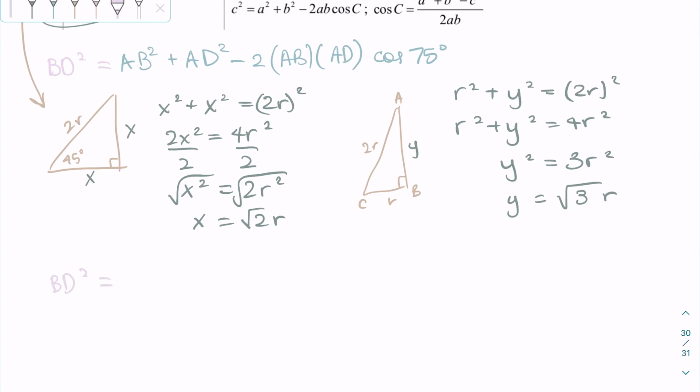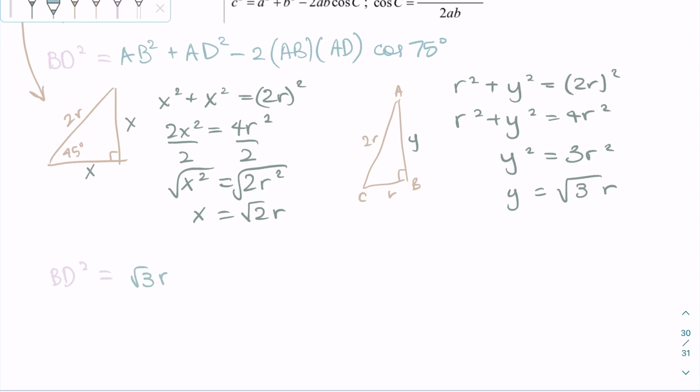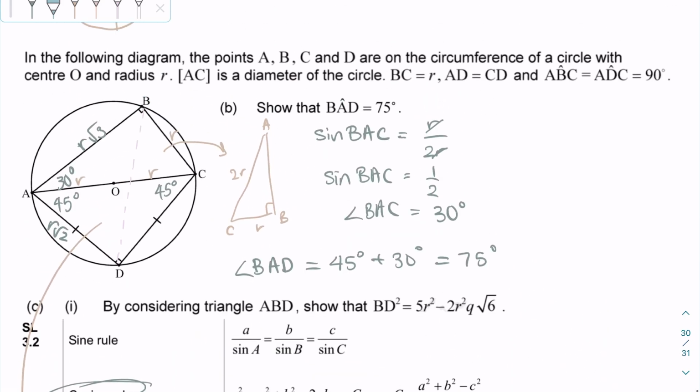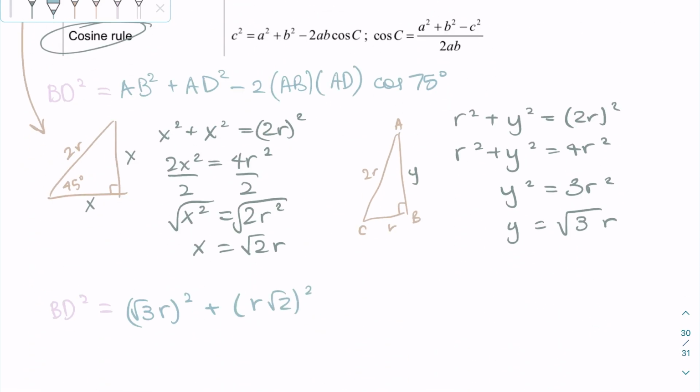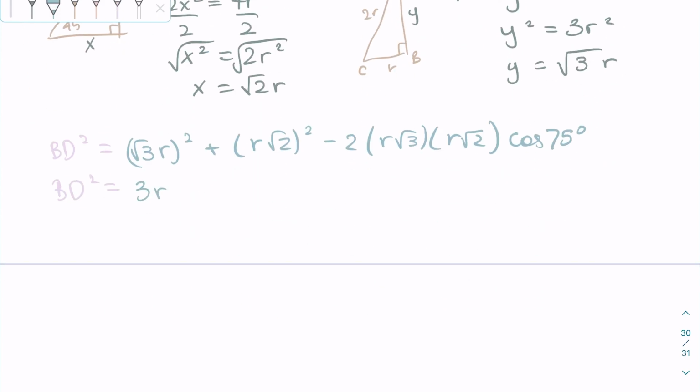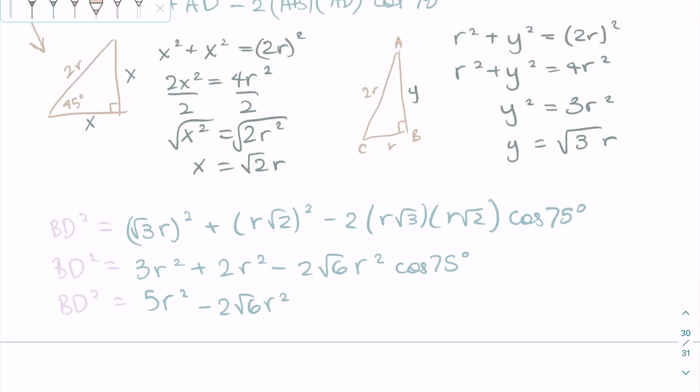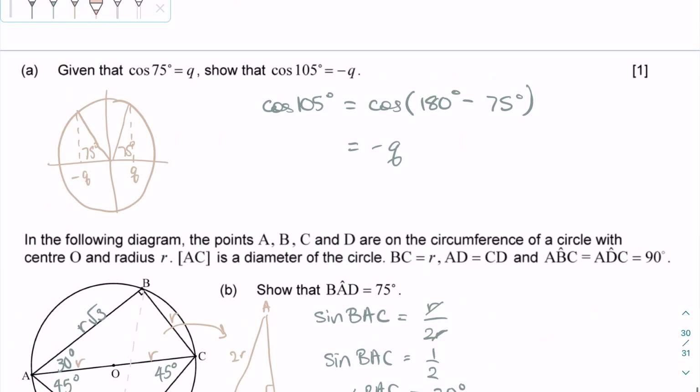We can now substitute these values for AD and AB into our expression that we wrote for BD squared. We can simplify some and then deal with the cosine 75 degrees. The answer doesn't have cosine, but instead has q. If we recall from part A, cosine 75 degrees was represented as q. So we can just substitute this in.